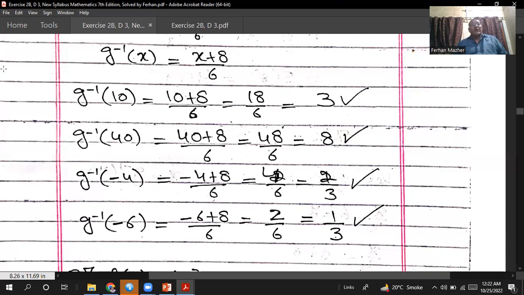Then they want me to find out g inverse of minus 6. So the image is minus 6. I want to find out its domain. So I need to find out g inverse of minus 6.